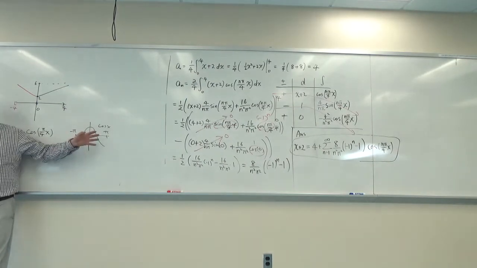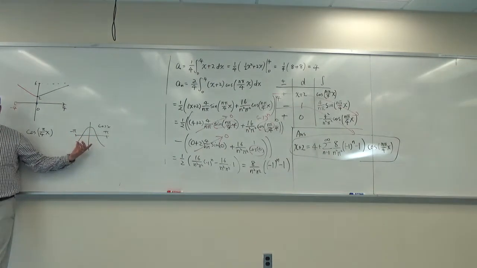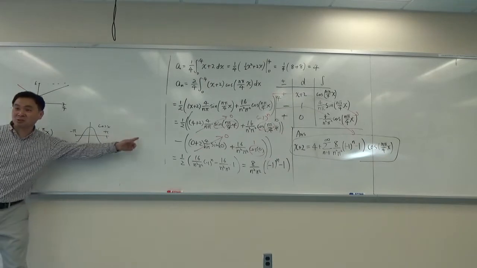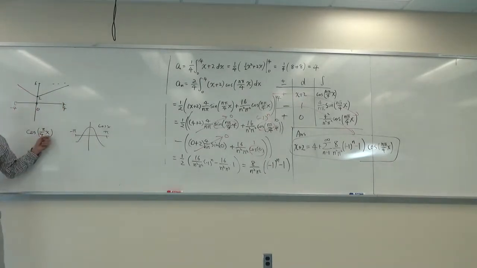Periodic means that it's repeating, right? So if you want the full graph of this thing, what do you do? You select this much, and you do Control C, and you do Control V, Control V, Control V, and then you do Control V, Control V.